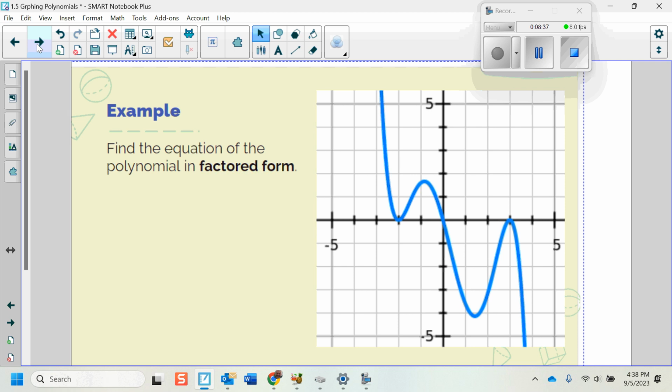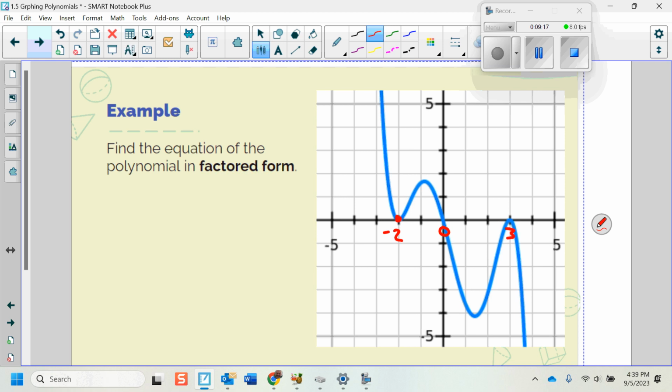So in this case, find the equation of the polynomial in this form. I know I have a y-intercept here, and I know I have zeros here at -2, here at 0, and here at 3. I know I have those zeros.